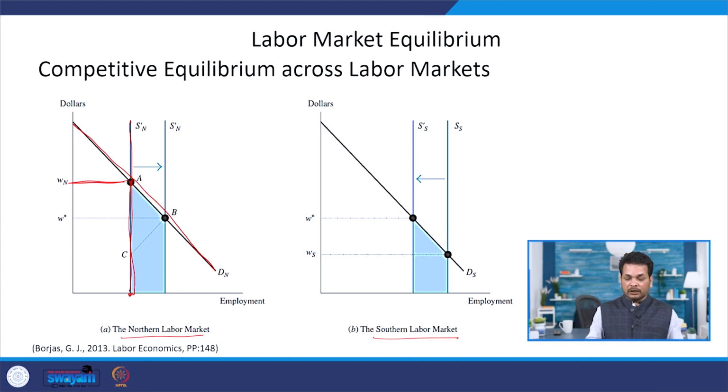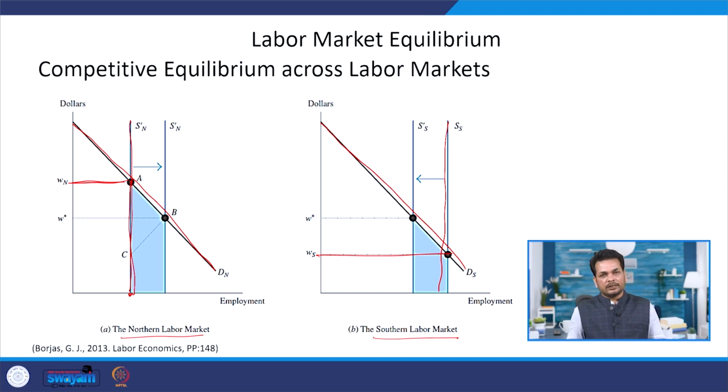Now, when it comes to the southern side, the demand for labor is Ds and the supply of labor is Ss, the equilibrium wage rate is Ws. Now, when the workers look at these two markets in two different regions, you can see the wage rate in the northern sector is much higher as compared to the wage rate in the southern sector.